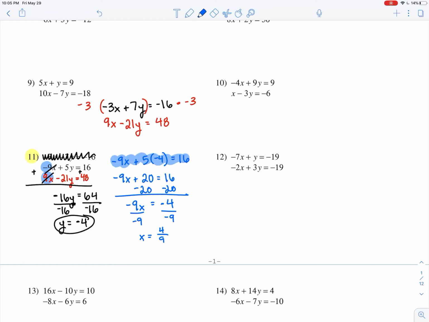So, this is what I'm talking about. Negative 9x plus 5 times negative 4 is equal to 16. Negative 9x plus 20. There we go. Did you find it? Do you see it? This right here is my mistake, because 5 times negative 4 is not 20, it's negative 20. So I need to change that.